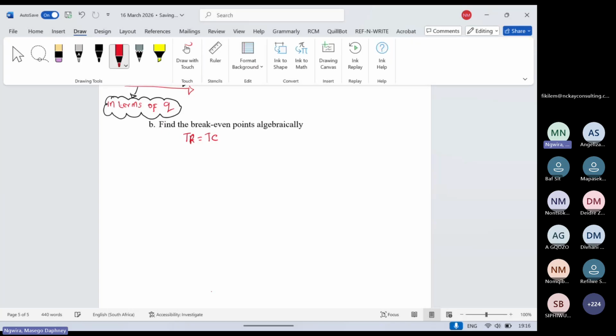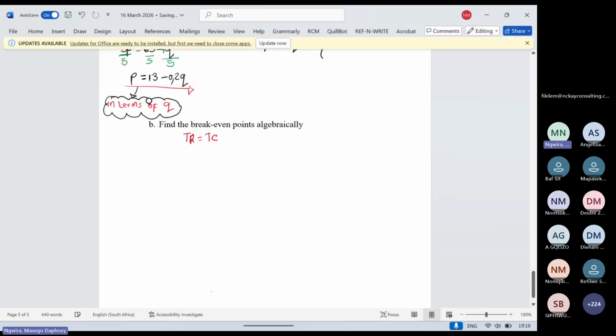And then our TR, we have it from the previous question. Our TR is 13Q minus 0.2Q squared, then equal to 30 plus 2Q. So now we are going to solve.